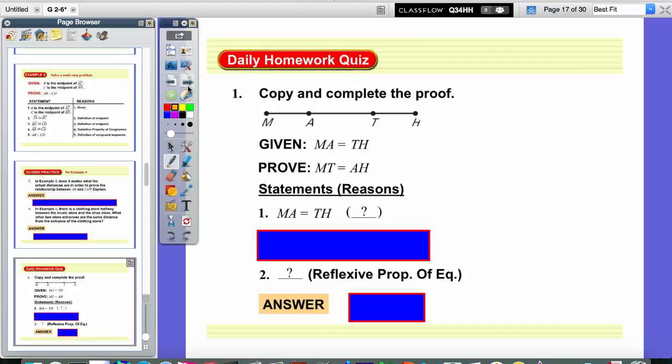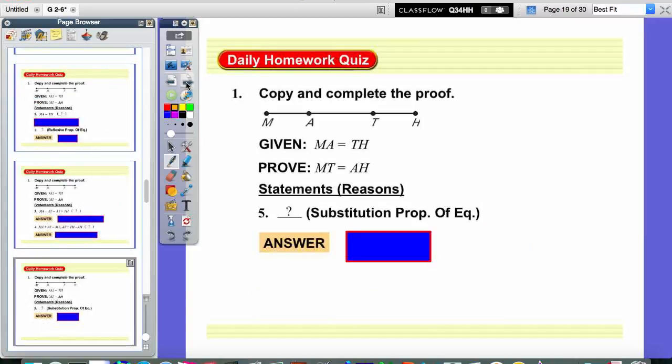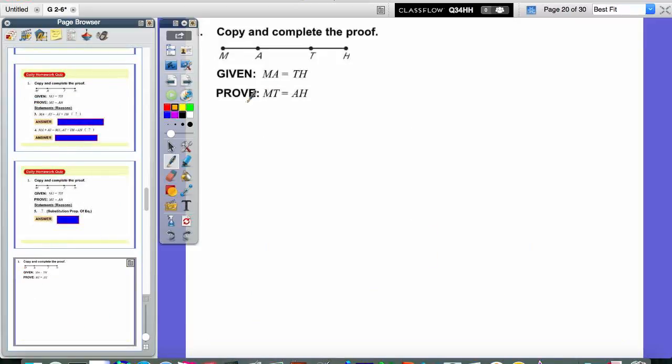I am going to go through this proof. I did it with you in class, but I don't like the way it lays out here. So I'm going to actually work on it in an order of how I would actually do it. Okay? So I would actually start with the first thing, MA equals TH, okay? And that is given.